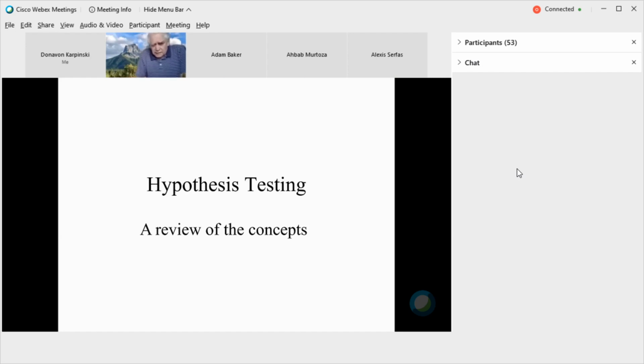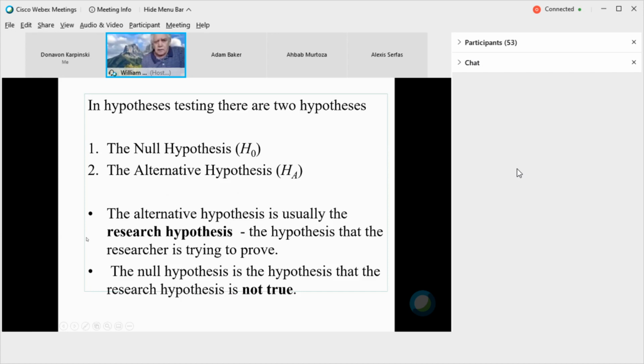Okay, let me begin a review of hypothesis testing, a review of the concepts. In hypothesis testing, there are two statements. One's called the null hypothesis, the other one is called the alternative hypothesis. The alternative hypothesis is usually the research hypothesis. It's the hypothesis that the researcher is trying to prove.